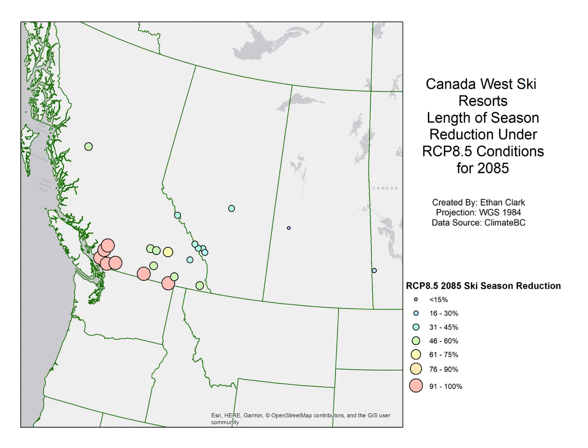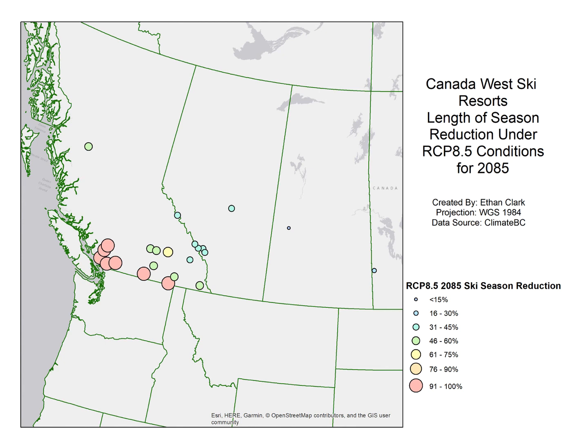This graphic comes from the work of my MSc student, Masters of Science, Ethan Clark. He's going to defend his thesis at the end of November. And here we see some of the major ski resorts that exist in Western Canada. And in this, he models how the length of the ski season is going to change under the worst case scenario, RCP 8.5 for the year 2085.